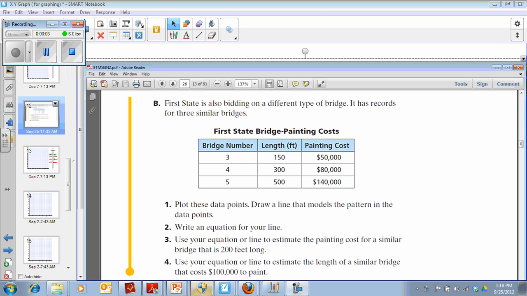This video goes with assignment CM 2.1 on page 25, problems A and B. We did problem A in class, and so I'm going to give an example of how to do problem B.